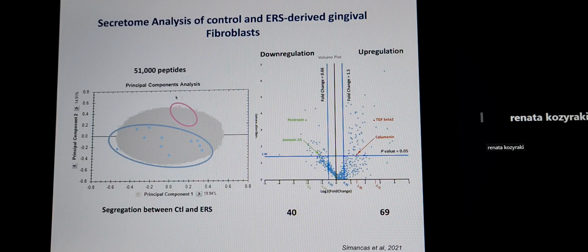And as you can see here, the control secretomes and the mutant secretomes nicely segregate. In addition, on these volcano plots, you can clearly separate the upregulated, overexpressed proteins from the underexpressed ones. We identified 69 overexpressed proteins and 40 underexpressed, but we focused only on the classically secreted ones, which diminished the number to 12 and 25.